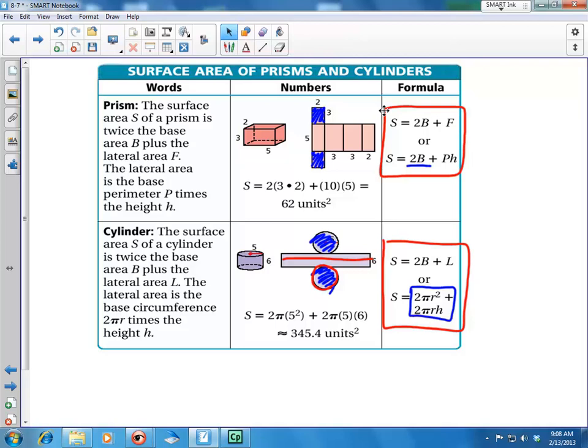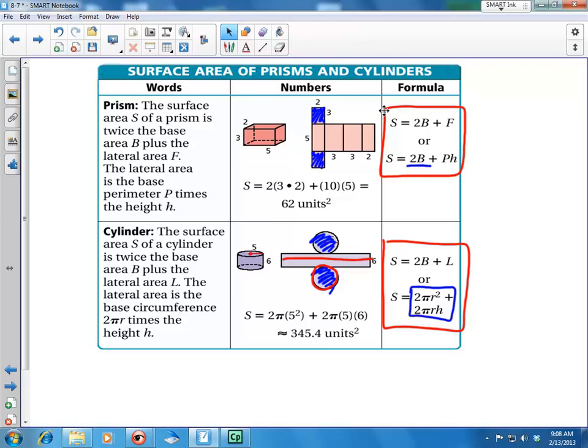In fact, I'll write our formulas up here so hopefully we can remember them. All right, so we'll have our S equals 2 big B plus p h for our rectangular prisms. And for our cylinders, we'll have S equals 2 pi r squared plus 2 pi r h.